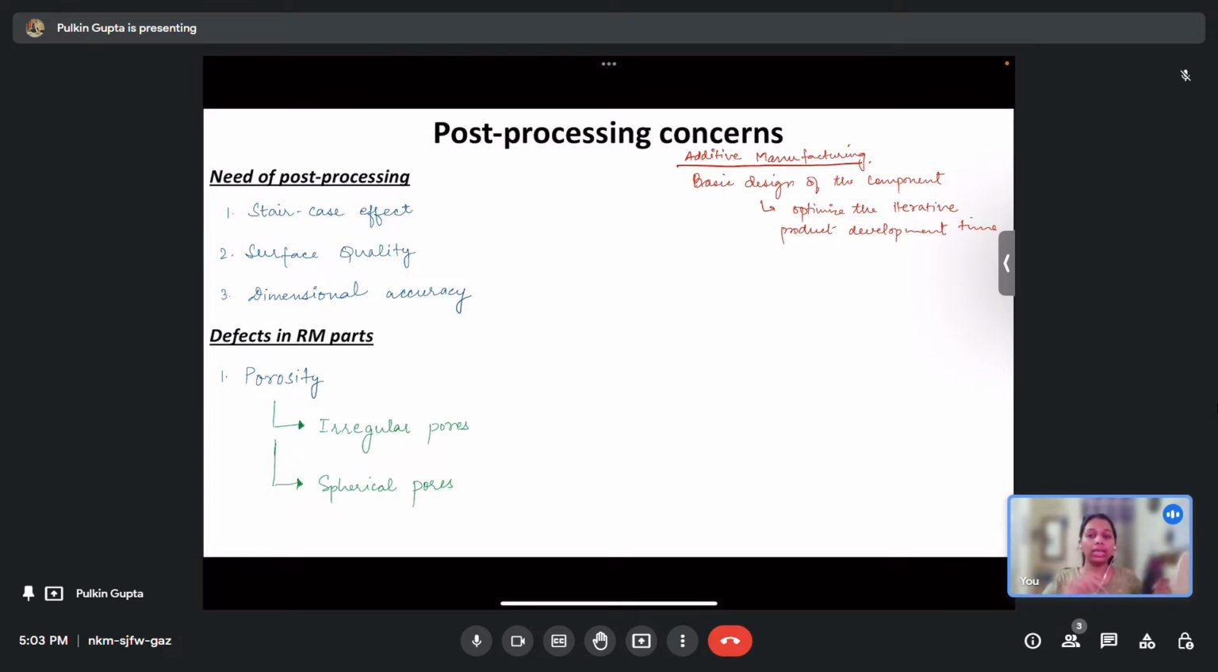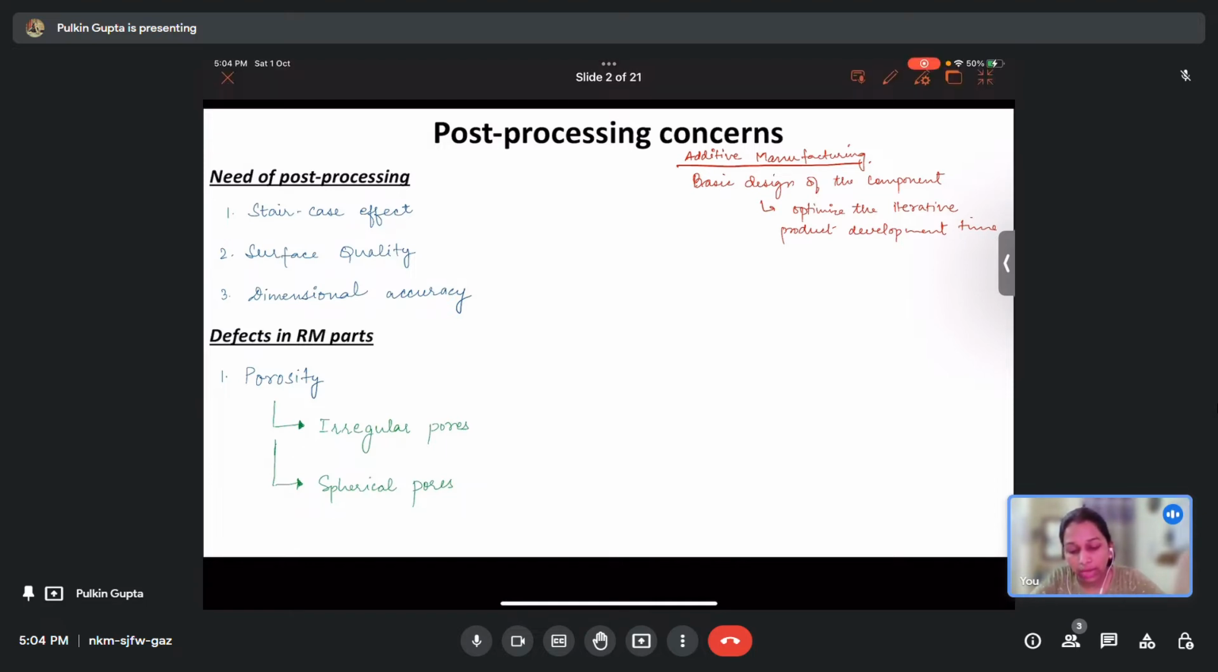So, in additive manufacturing, the need for post-processing arises because of three major reasons. First is the staircase effect, second is the surface quality, and third is the dimensional accuracy. Now, what is the staircase effect altogether? In additive manufacturing processes, as you all remember, it is a layer-wise process.